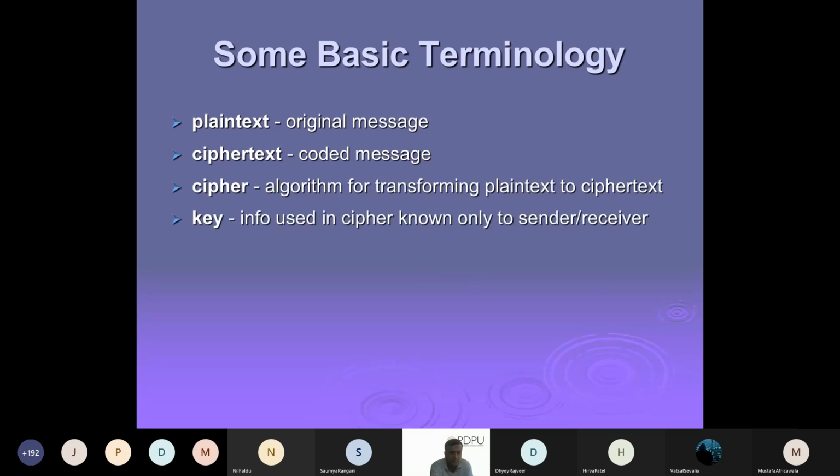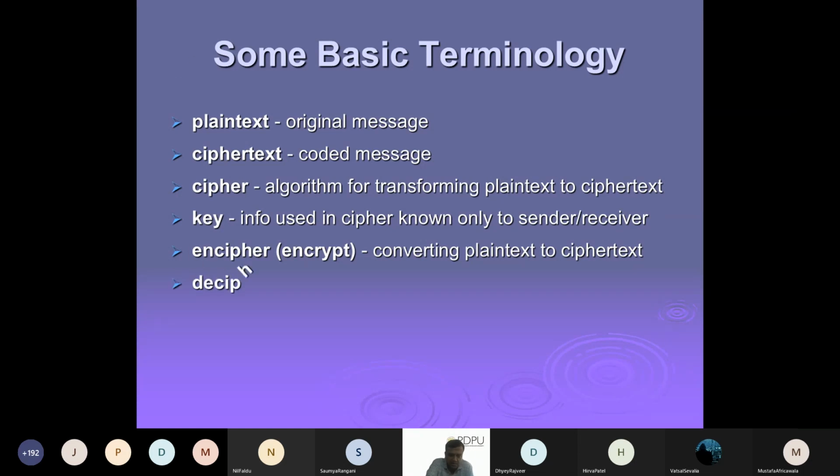Now cipher means whatever algorithm we are going to use. You are transforming from plain text to ciphertext. That is what it is. In general, the ciphers are broadly classified into two things, the encipher and the decipher.